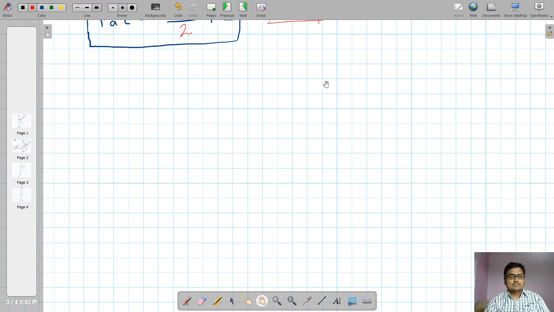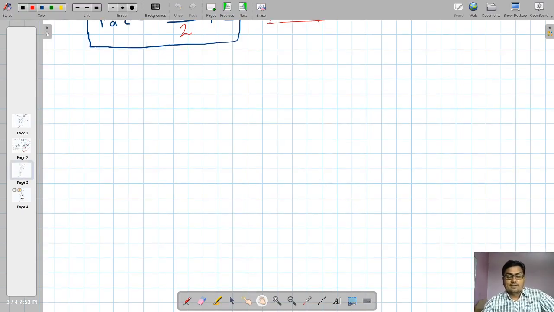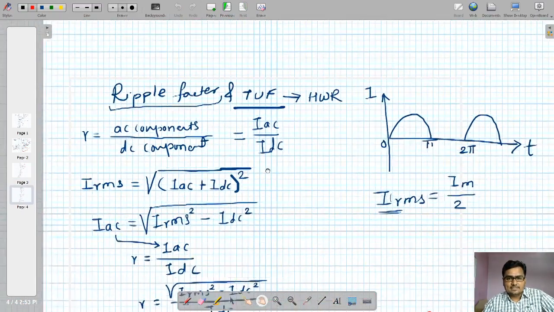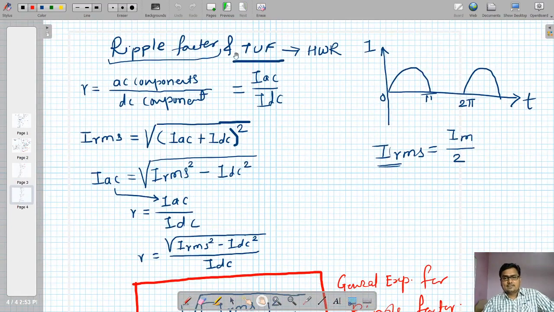Now the next parameter, what we started with in case of half wave rectifier, the next parameters were ripple factor and transformer utilization factor. Now let's discuss ripple factor. Let me repeat: what is ripple factor? A ripple factor is the amount of AC component present in the output waveform. Remember, amount of AC component present in the output waveform.